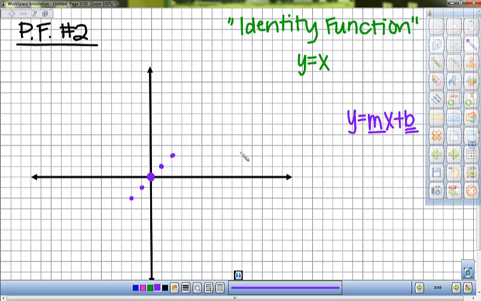So you can plot several points and draw your line. Don't forget arrows on both ends.